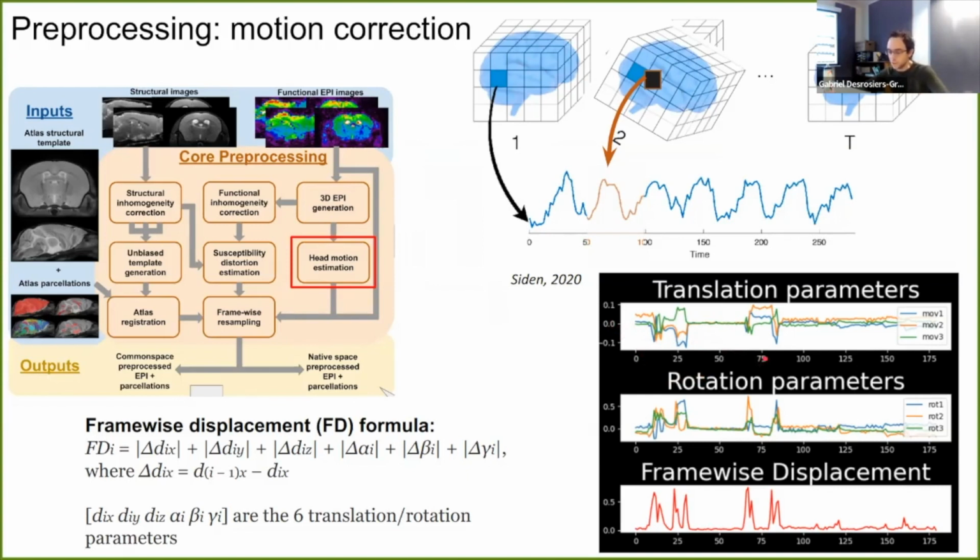And you can derive from these parameters what's called frame-wise displacement, which is essentially quantifying how much the brain has shifted relative to the previous frame. So it's like the temporal derivative of these motion parameters. And that gives you where in time there were significant motion events. So these are all computed from that registration step.